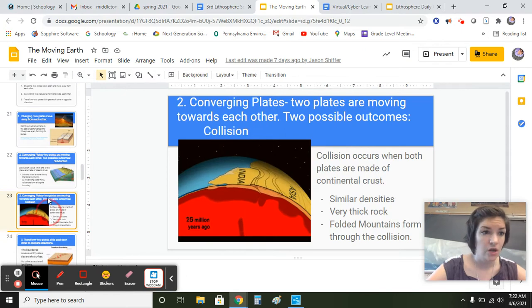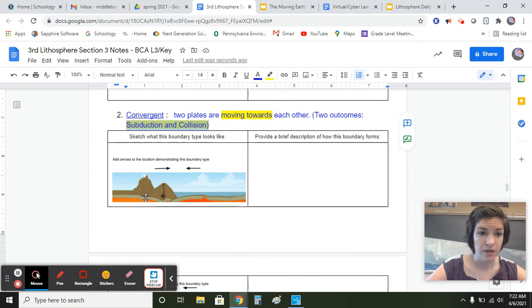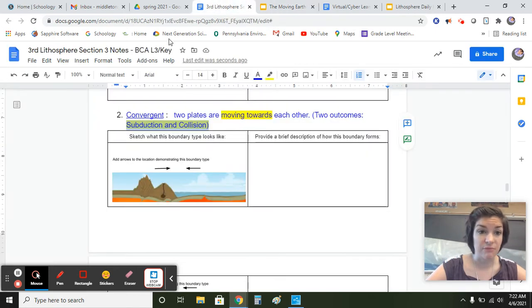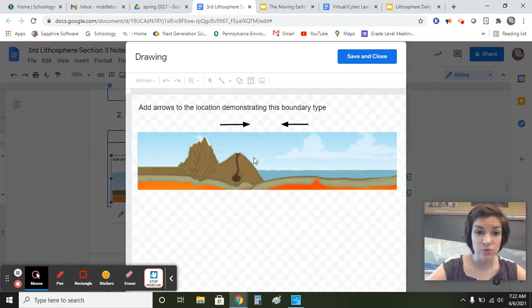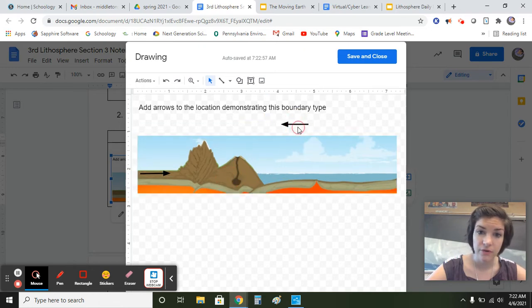Actually want to switch these because they're in this order. And what you're going to get, so let's look at collision first. Collision occurs when both plates are made of continental crusts. They're the same density and whatnot. So what you're going to get is a mountain. Look at that mountain we just built. Boom. Oh, come here. Come here, buddy. There we go. They're coming together, and it's going to make a mountain right there.